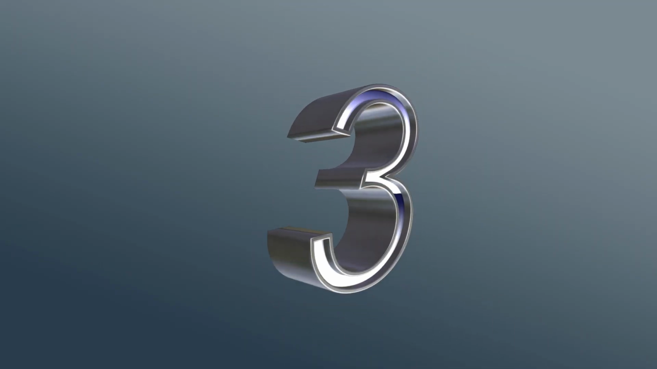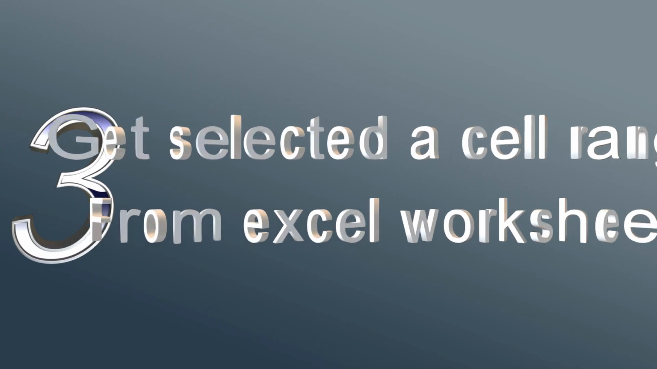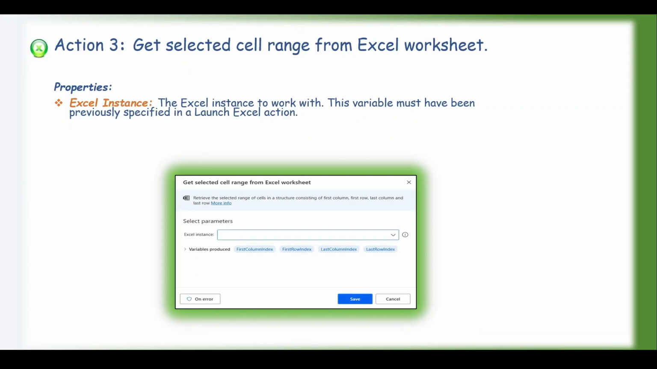Now let's see our next action, which is get selected cell range from Excel worksheet. Here it includes just one property, which is Excel instance. So it includes the Excel instance to work with. So it basically produces four variables, which is first column index, first row index, last column index, and last row index. Now let's implement this in Power Automate Desktop.